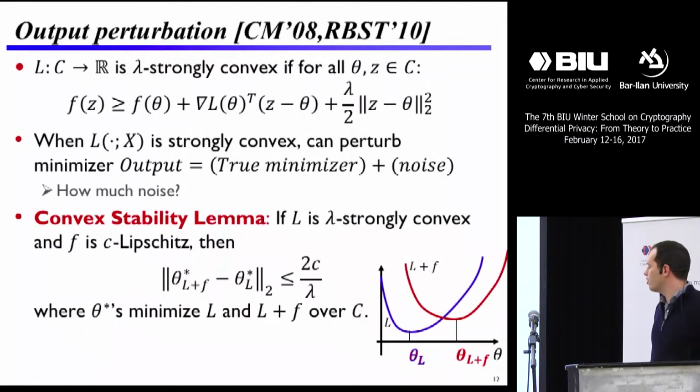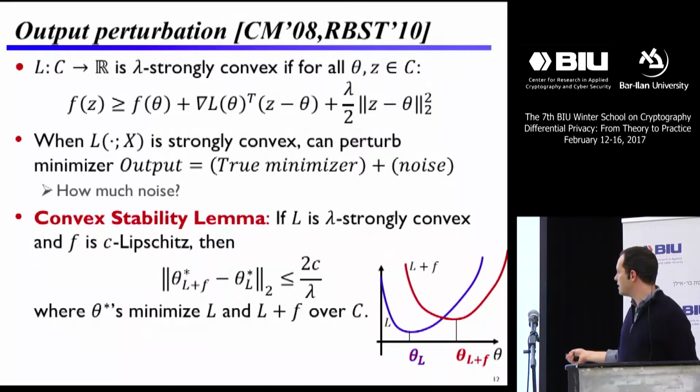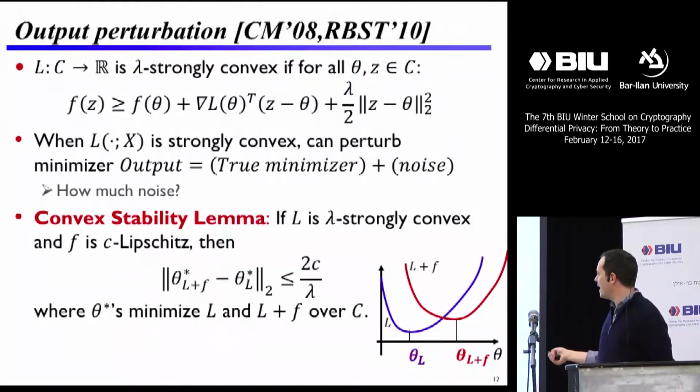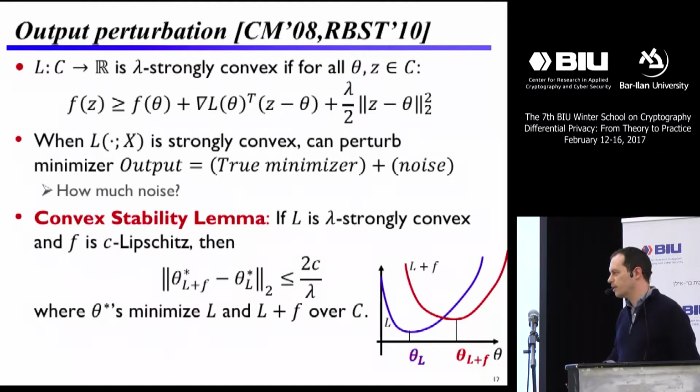So, okay, we want to add noise to the true minimizer. So what we need to understand is how much adding one person's data would move the minimizer. How much can it possibly move the minimizer? And I also want you to understand why this smoothness assumption actually plays a role, and it is basically because of this lemma.